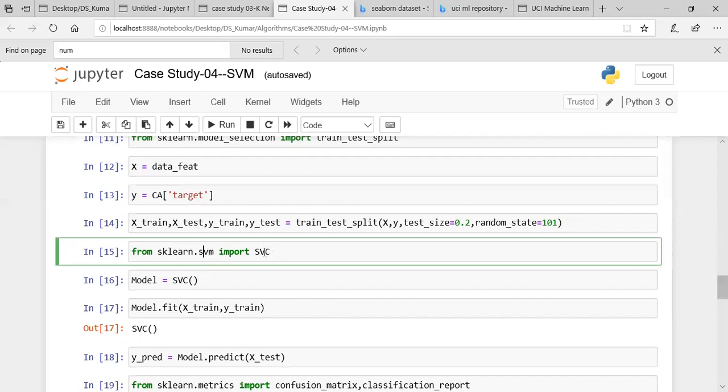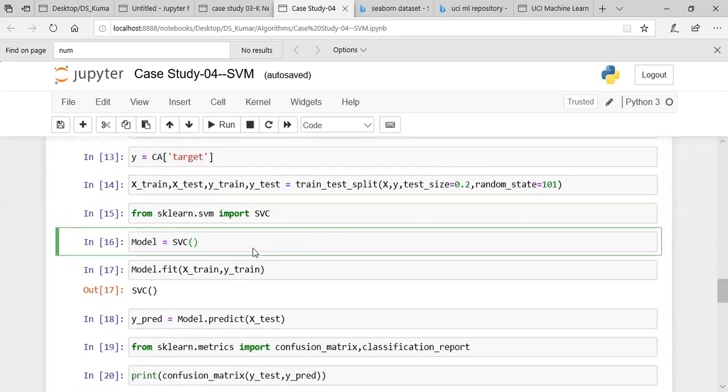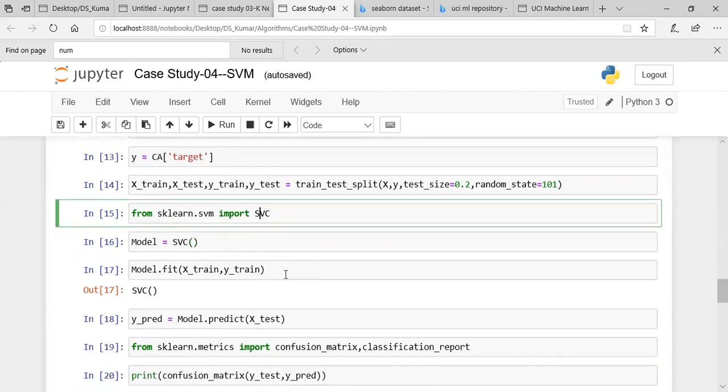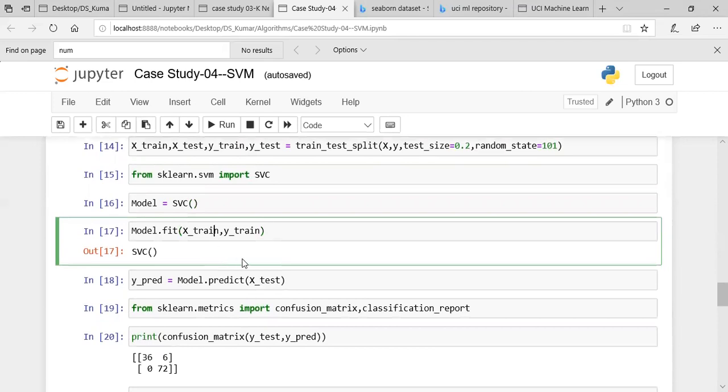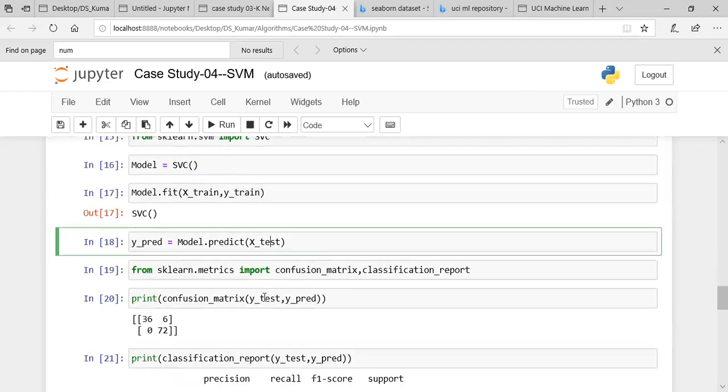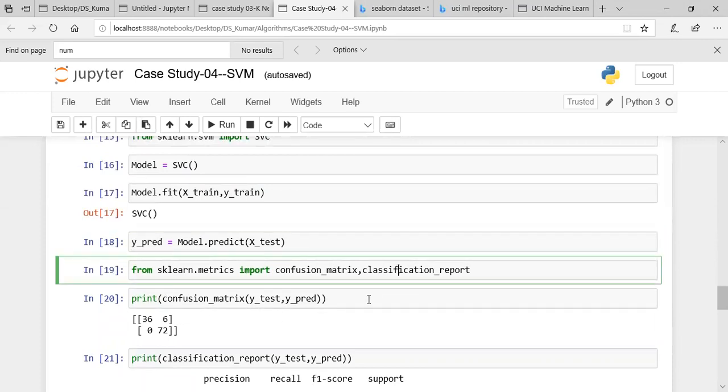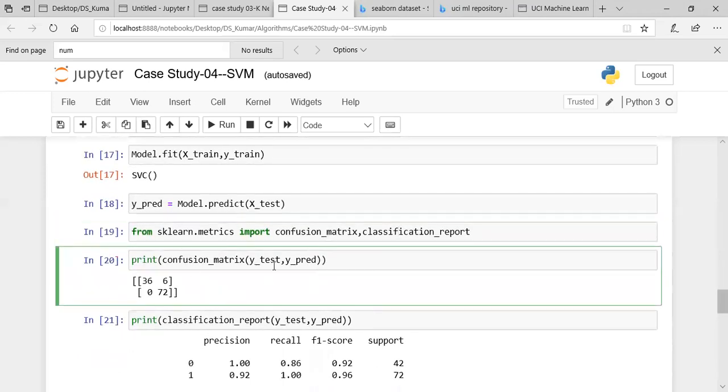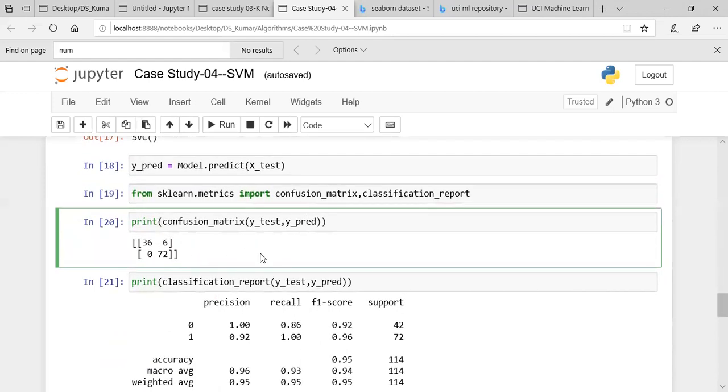Now we are directly using that SVC, creating the model with the help of this classifier, fitting the model with X train and Y train, and then doing model prediction with the help of X test. Finally, we generate the Y prediction. Now for metrics, as we are doing classification, again it is the confusion matrix as well as the classification report. Here we take the confusion matrix between Y test and Y prediction. Now you can see here.